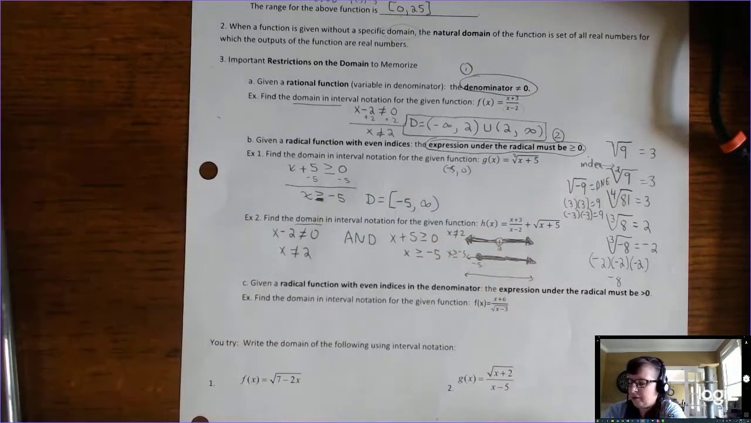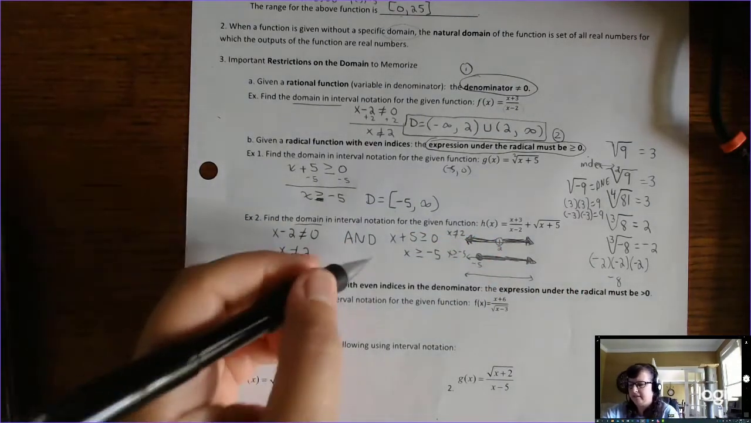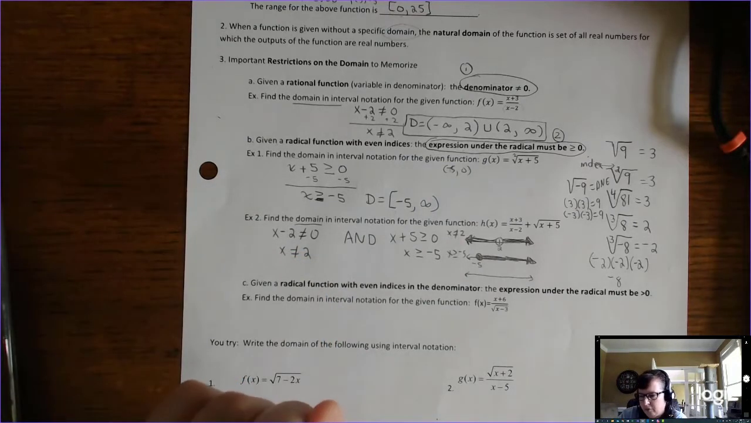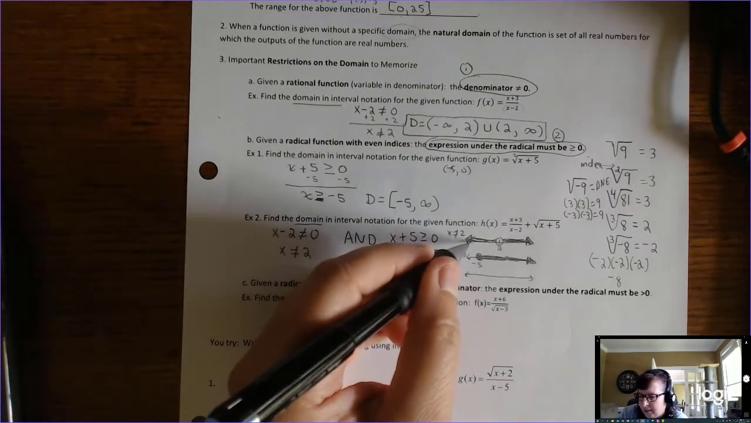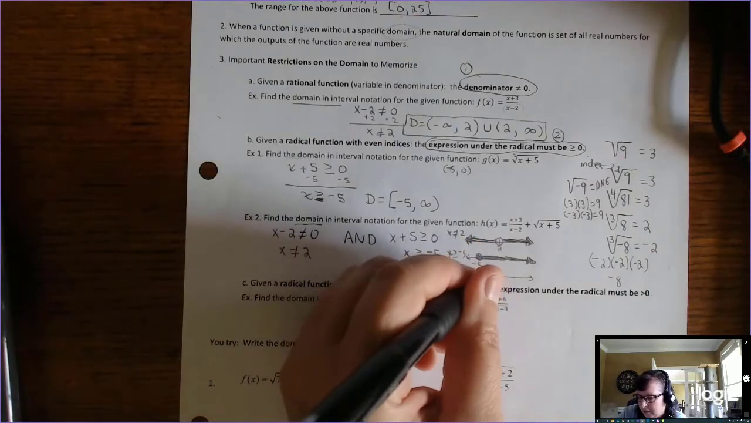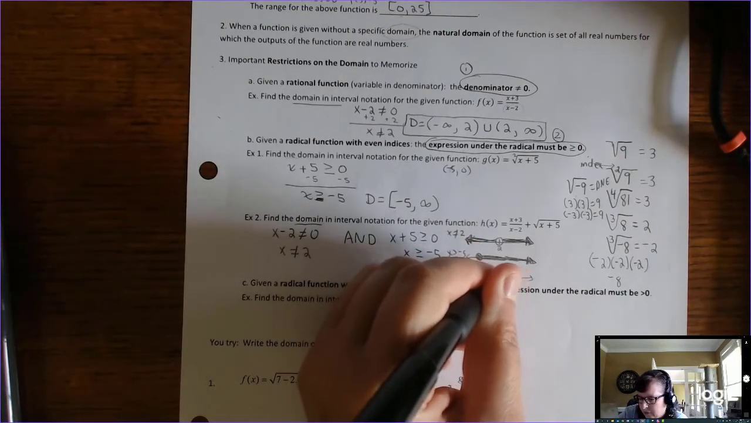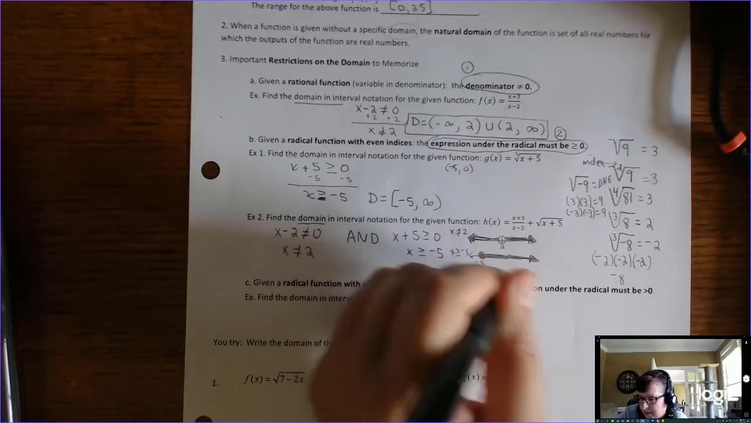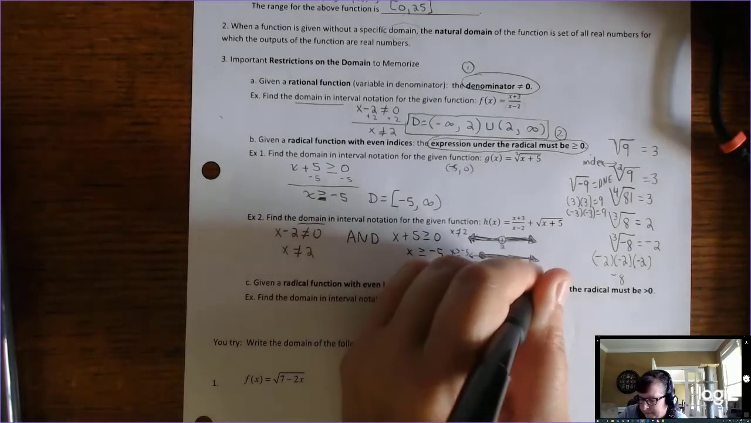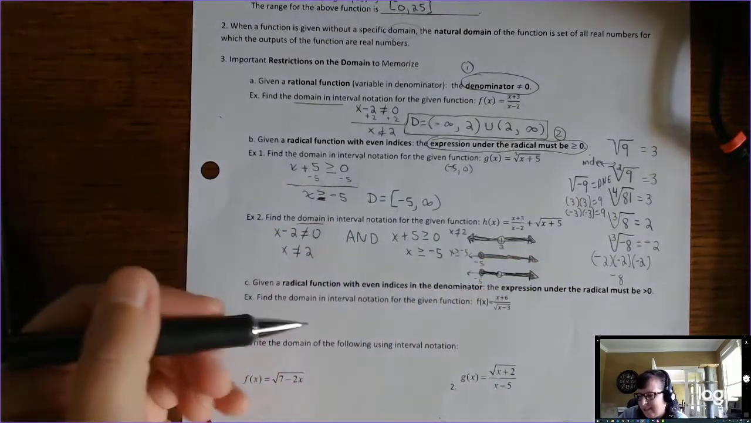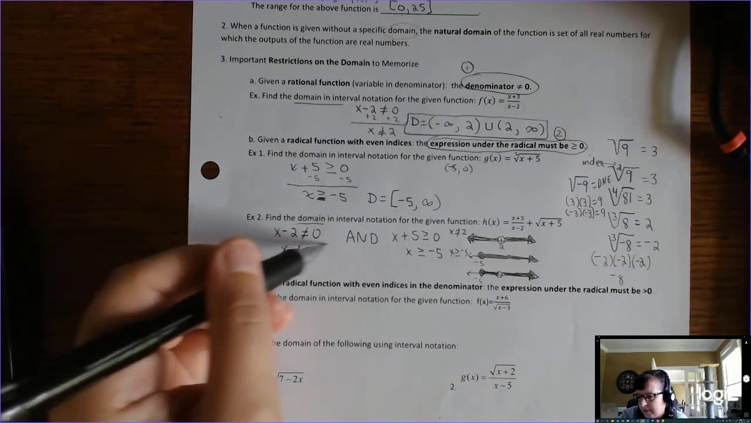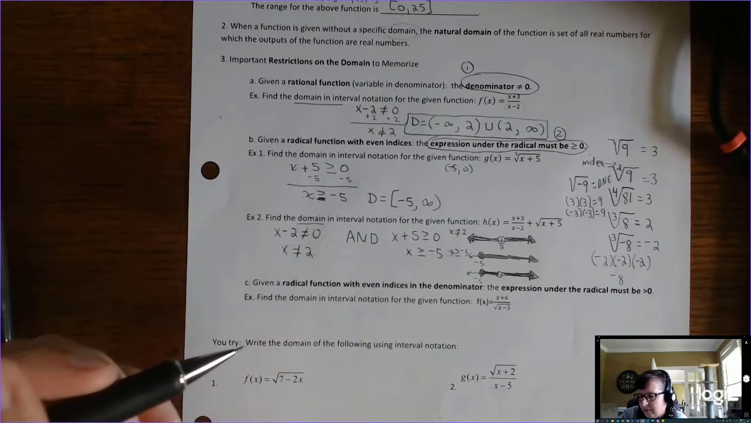All right. So what would the domain be? Well, both of these things have to be true. So x can't be anything lower than -5, but it also can't be 2. So if you put it together, you get this graph. And remember, graphing is a good way to get the interval notation correct, because I'm not going to accept this answer. It has to be in interval notation.